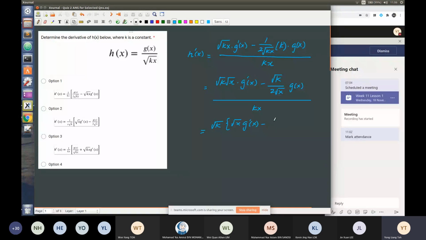Then minus, this guy is g of x over 2 square root x. Then subsequently, this is over kx, but over kx, I can put it here. So I put a big bracket here. You can see this square root k divided by k. So hence, it is quite clear that you get 1 over, and this one just put a square root. So hence the answer is 2. So this is the answer, option 2. Any questions?